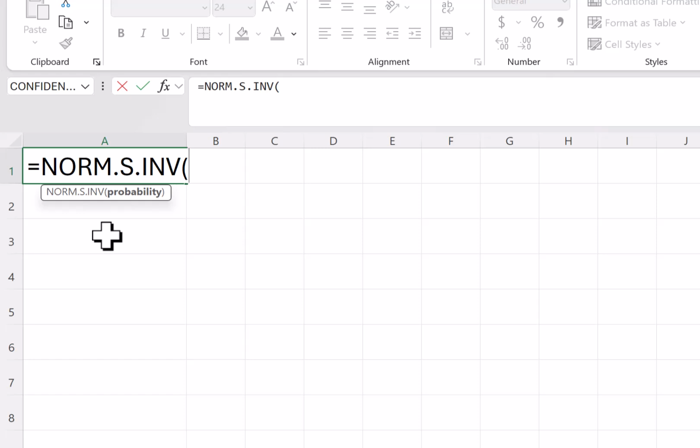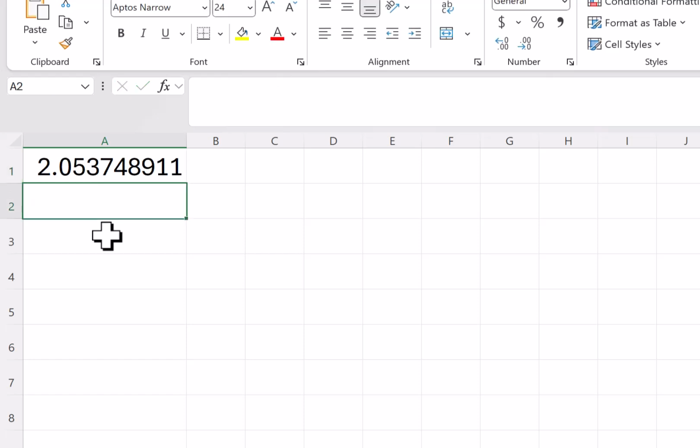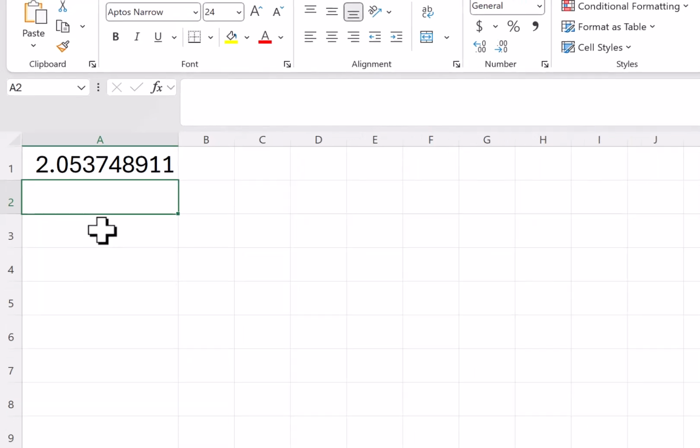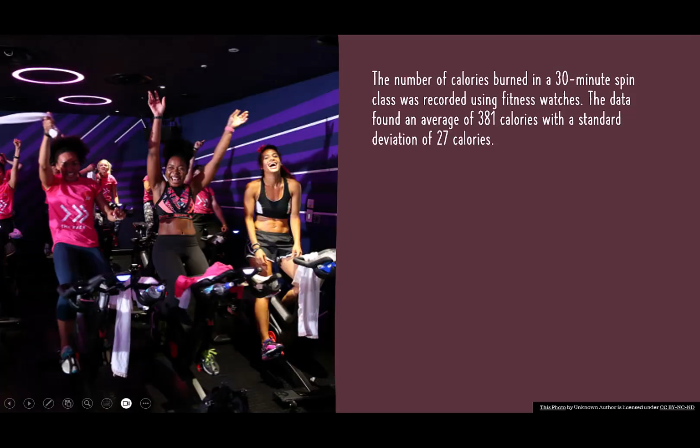It says we just need to enter the probability, and our probability was 98%. We want the 98th percentile, which means 98% is to the left of this z-score. So I type 0.98. It gives us a number of 2.0537, so we could make that 2.0537. Let's take a look at some applications.